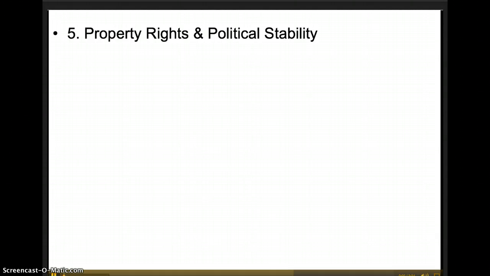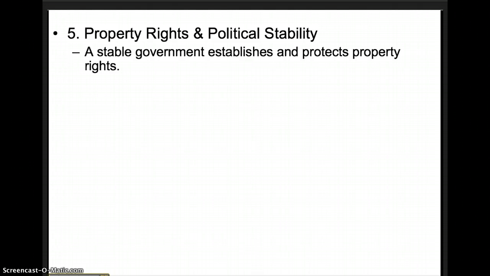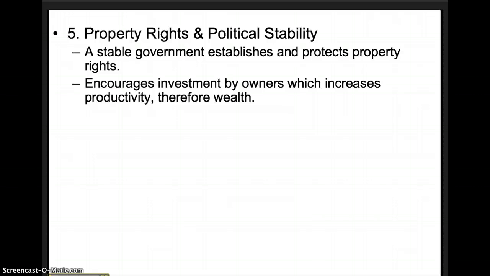The government can increase productivity by enforcing property rights and remaining politically stable. A stable government, one without corruption, establishes and enforces property rights, which encourages investment by owners, which increases productivity. Trade is another public policy that can increase productivity.